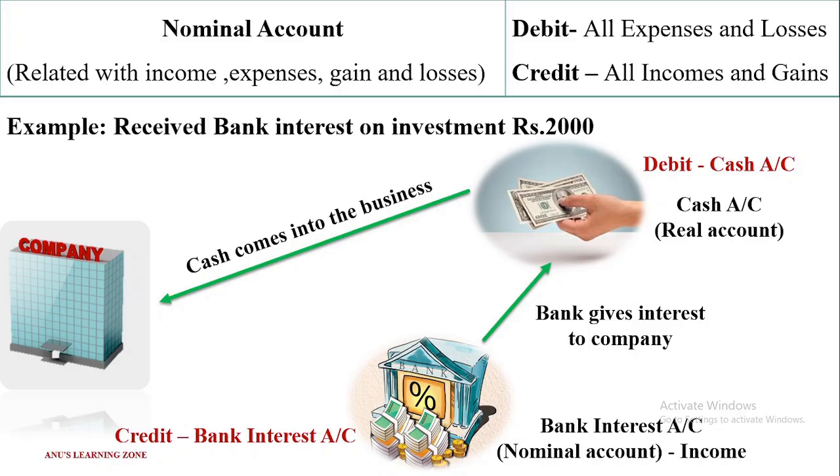So this is the explanation related to all the three accounts, that is real account, personal account and nominal account. By this we have come to the end of today's class. We will discuss the modern approach in the next class, along with some examples related to how to post the journal entries in the book of journals.